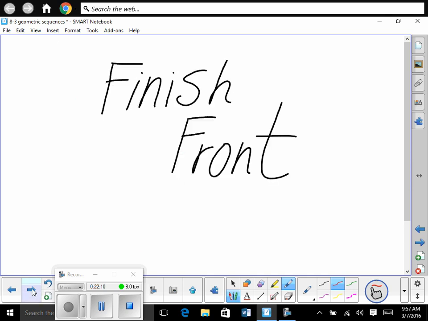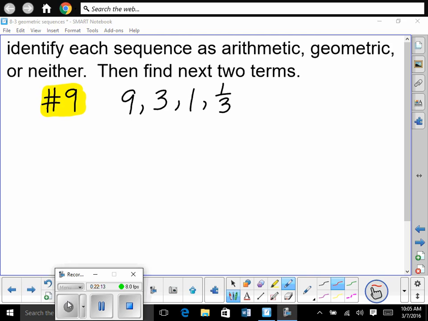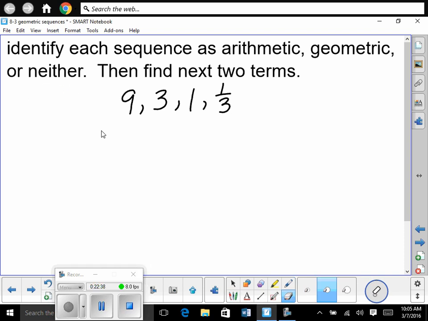Okay, finish the front. Number 9 I'm doing with you. It says, identify if each sequence is arithmetic, geometric, or neither. So if it's geometric, your sequence will have a common ratio. If it's arithmetic, it will have a common difference. And then neither would mean there's not a common ratio or common difference. So this is actually, I don't know why I wrote number 9, but number 32. Okay? So here we go.